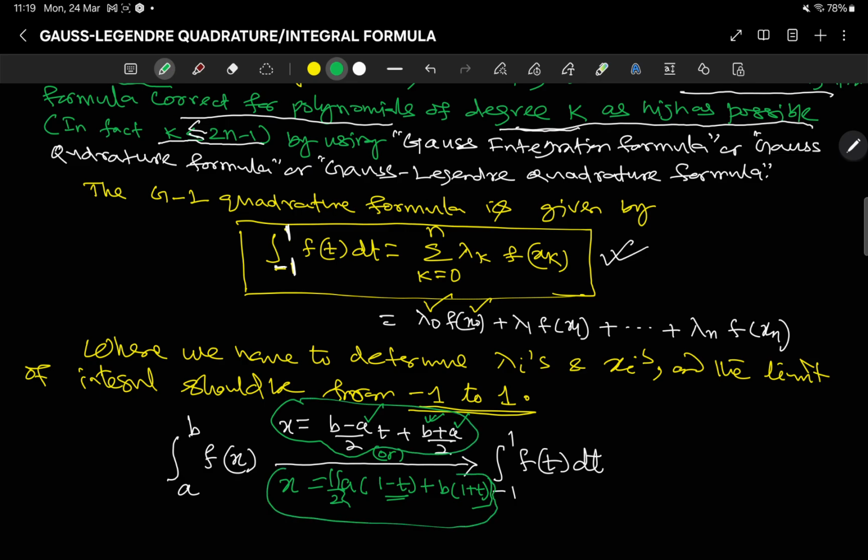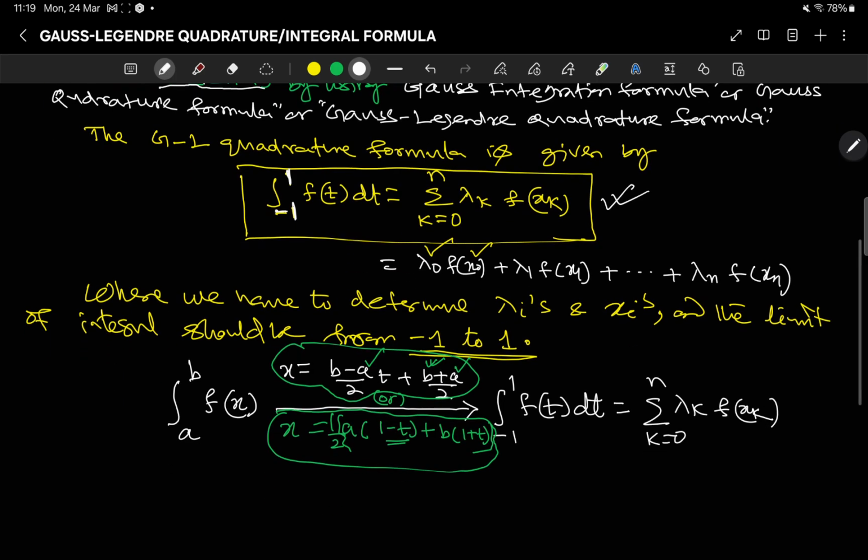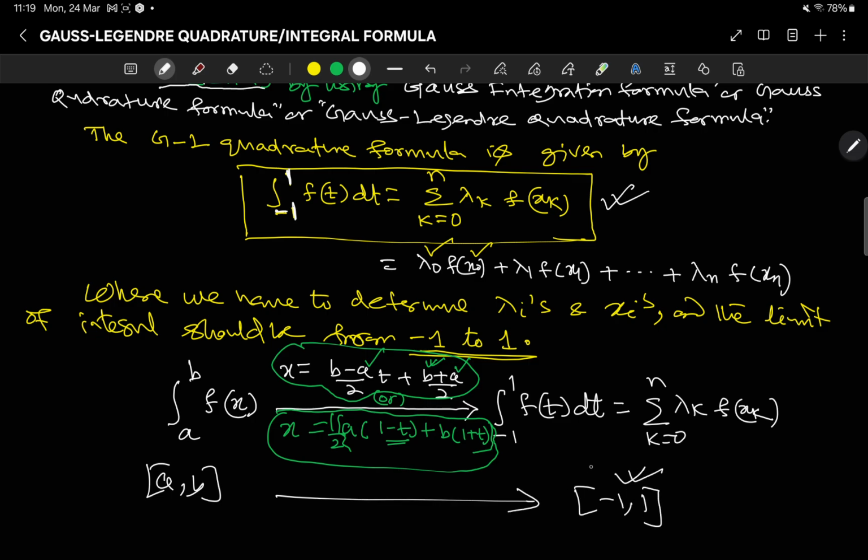So now with this any integral can be converted to the integral from minus 1 to 1 of f(t) dt. Afterwards we have the formula summation of k equal to 0 to n of lambda k f(x k). So this limit a to b is converted to minus 1 to 1. First you convert it, right?